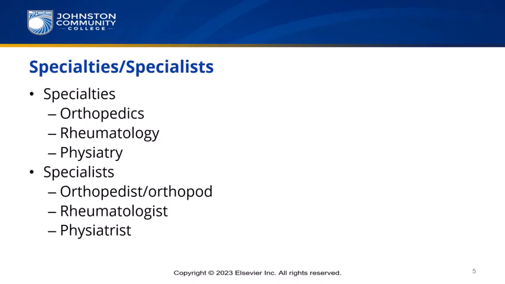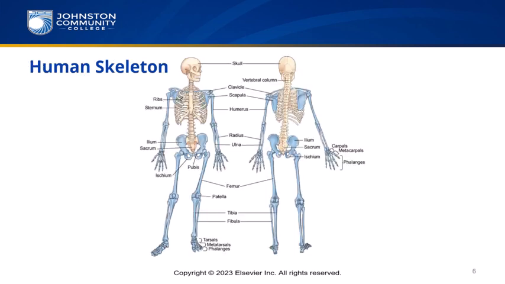Let's talk about some specialties and specialists. Some specialties include orthopedics, which ortho is our word part for straightening, rheumatology, and physiatry. Specialists include orthopedist or orthopod, rheumatologists, and physiatrists. The skeleton is divided into the axial skeleton and the appendicular skeleton.